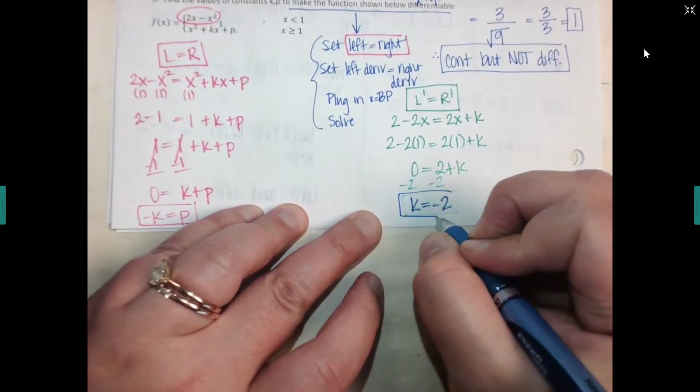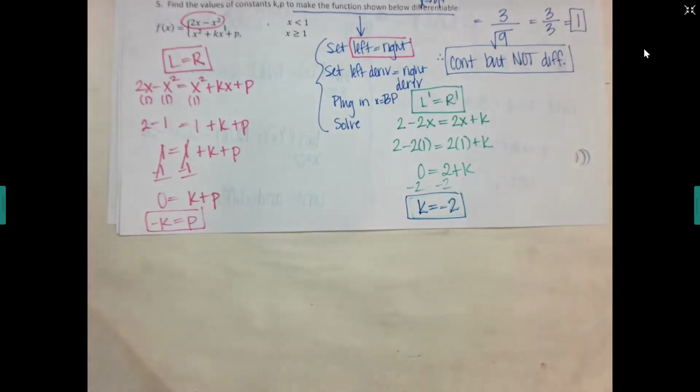Okay, then I want you to think about that if your k is a negative 2, p is a negative k. So if it's a negative negative 2, what's p? Positive 2.